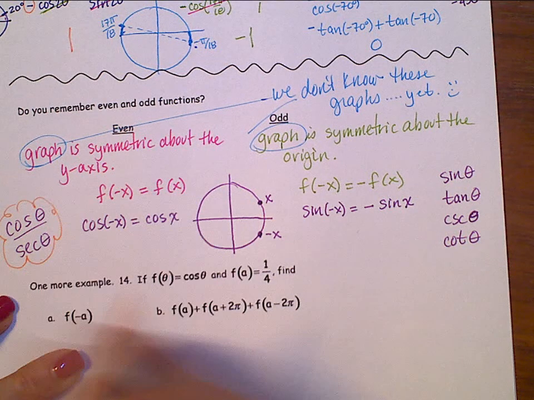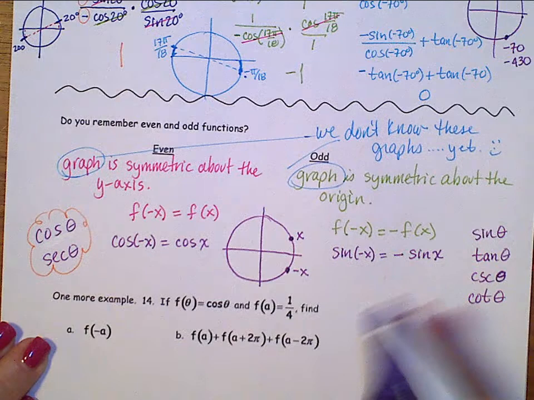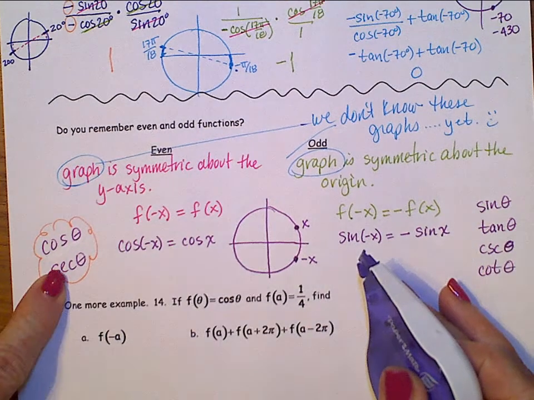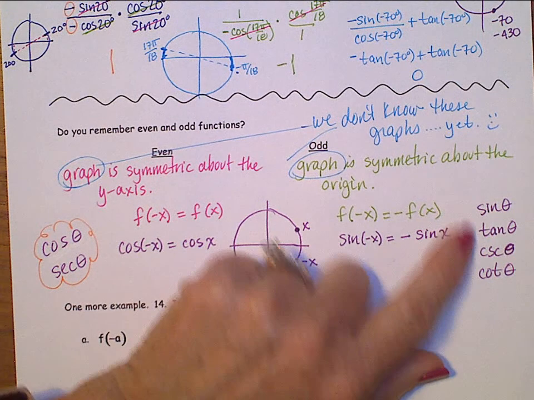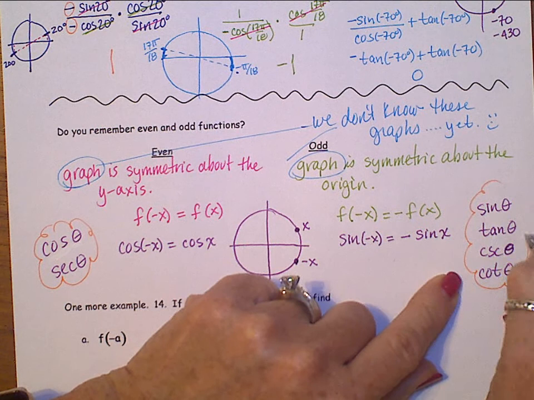So cosine and secant are both even. This looks like a fraction. I got to white out this bar here because I don't want you to think it's a fraction. Cosine theta and secant theta are both even functions. Sine theta, tangent theta, cosecant theta, and cotangent theta, these guys are all odd functions.